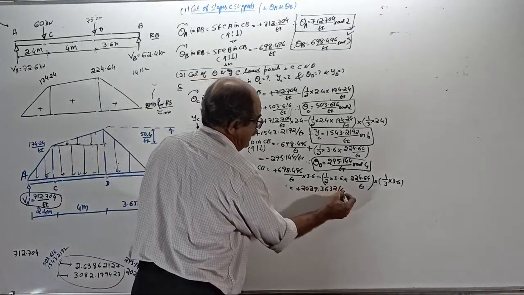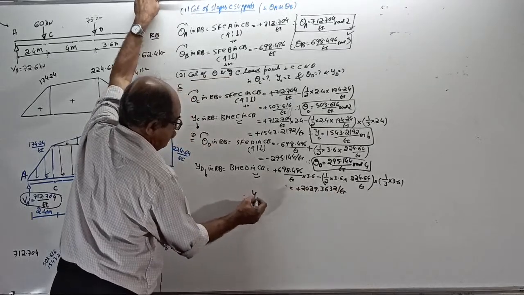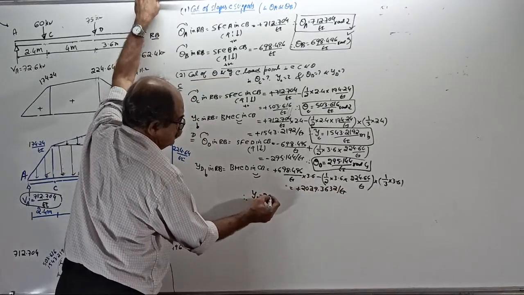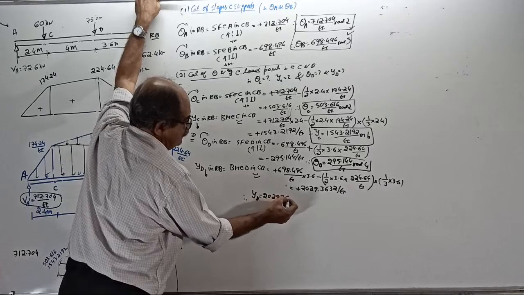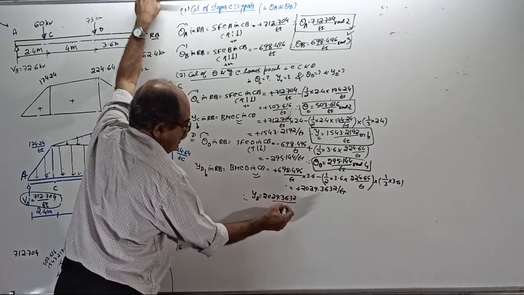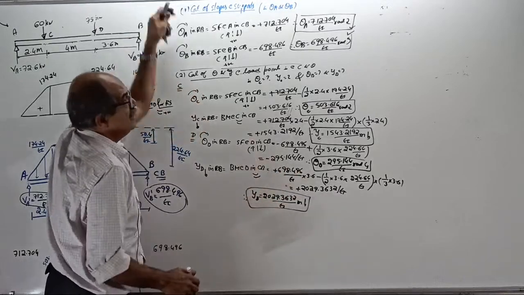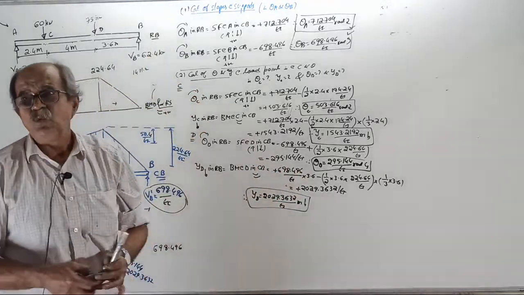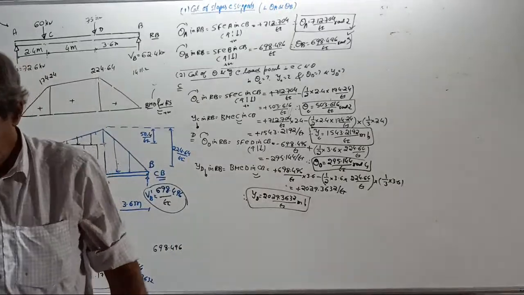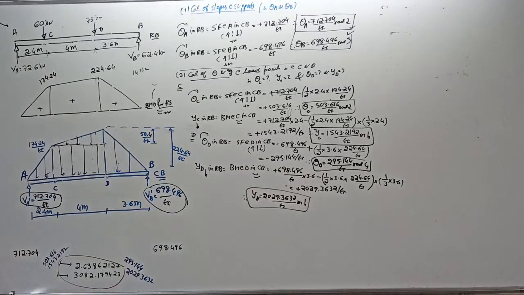0.3632 by EI. Therefore, deflection at D equal to 2029.3632 by EI meter down. Now everything is over. Last pending is Y maximum. Clear? Last pending is maximum deflection. Correct? This is the important. See, last pending is Y maximum.